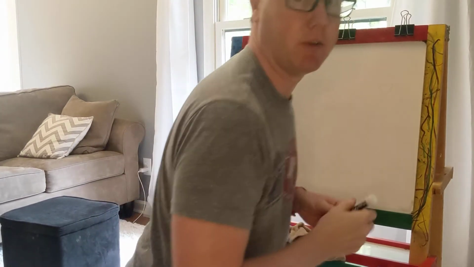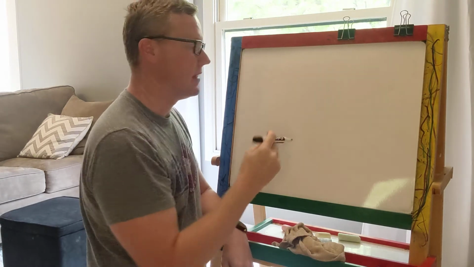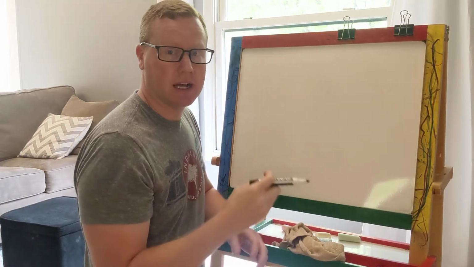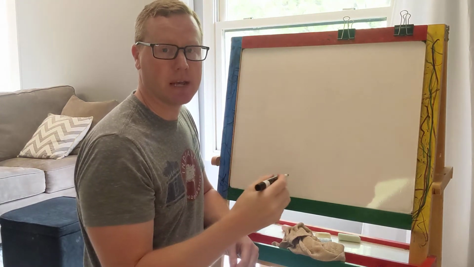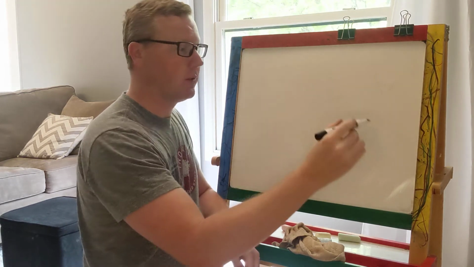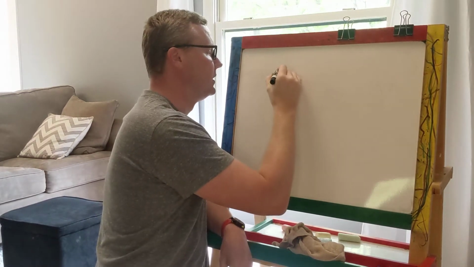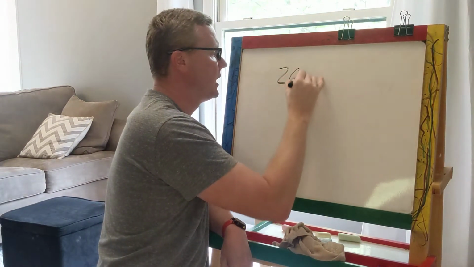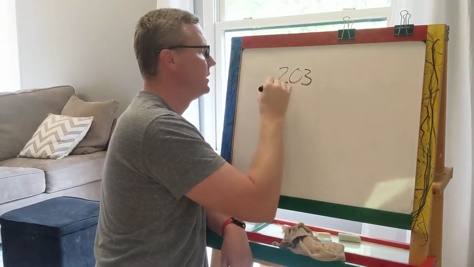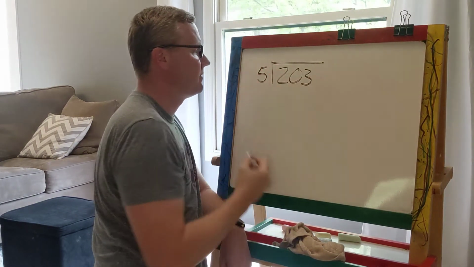So we're going to start off with a slightly easier one today, just like we did yesterday, and then we're going to get to some bigger ones. I'm still going to use the ratio table today when we do it. Tomorrow we're going to learn a new concept. So I'm going to have up here, let's see, 203 divided by 5.